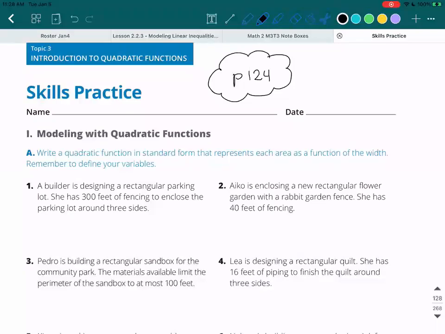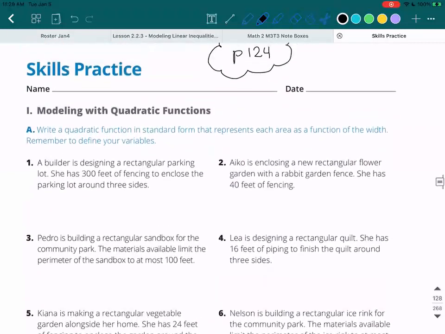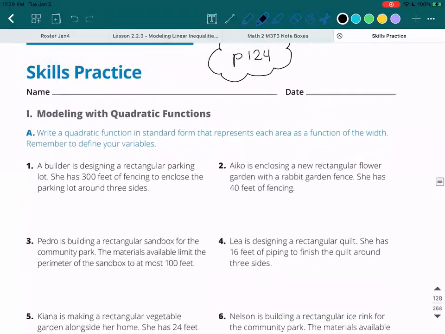So for this section, it says, write a quadratic function in standard form that represents each area as a function of the width. Remember to define your variables. Okay, so for number 1, we have a builder designing a rectangular parking lot. She has 300 feet of fencing to enclose the parking lot around 3 sides. So you want to enclose it around 3 sides.